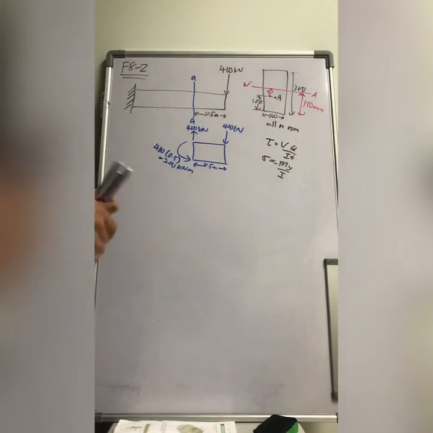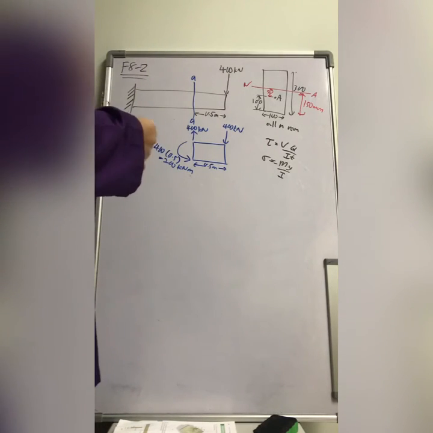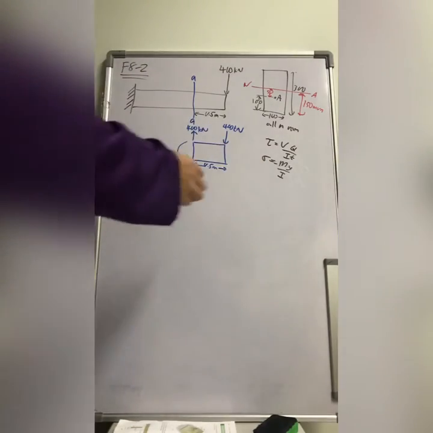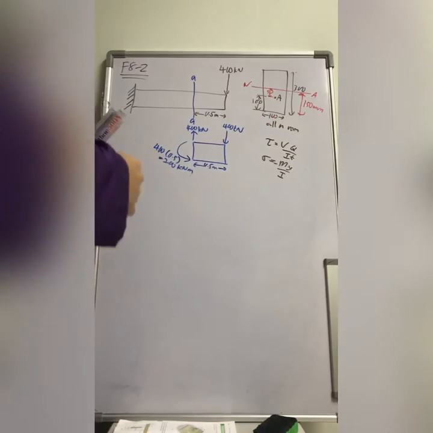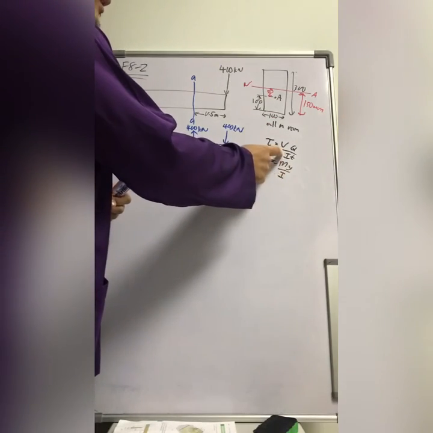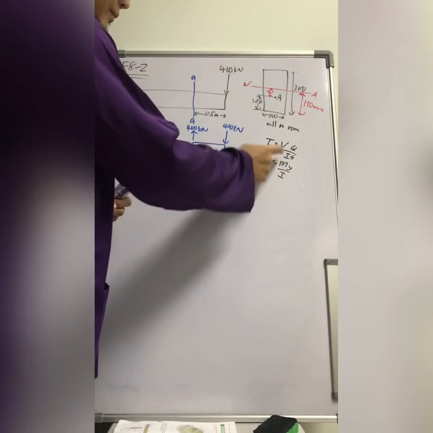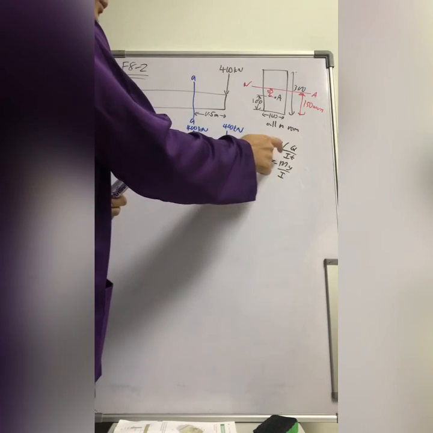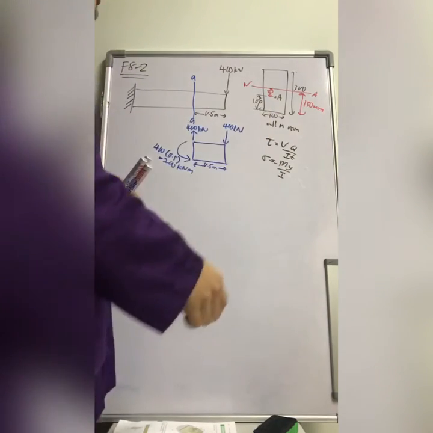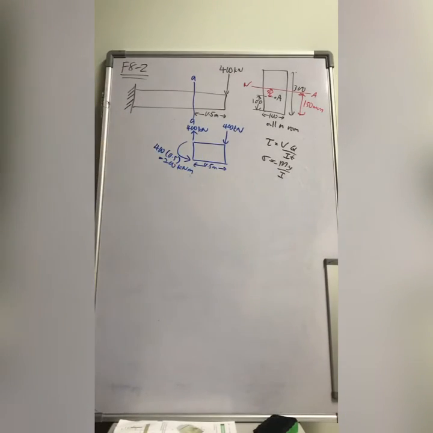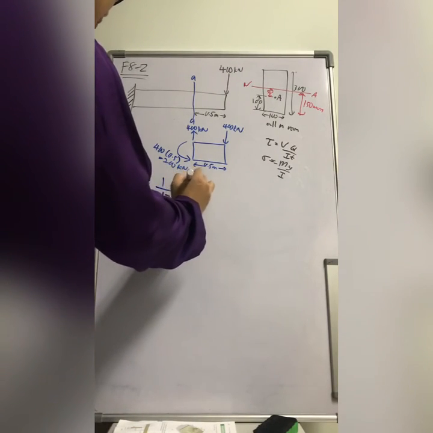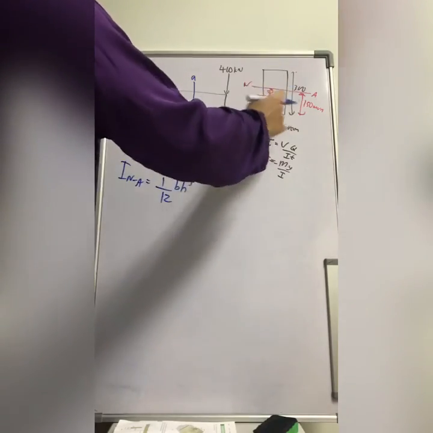Okay, alright, so now we'll do this. First, looking at these equations, for sigma you need y and also I about the neutral axis, and for tau you need I and Q. So let's do the bending stress first. You need to find I about the neutral axis, which is simply one twelfth b h cubed, where the base is the one parallel with the section, 100.